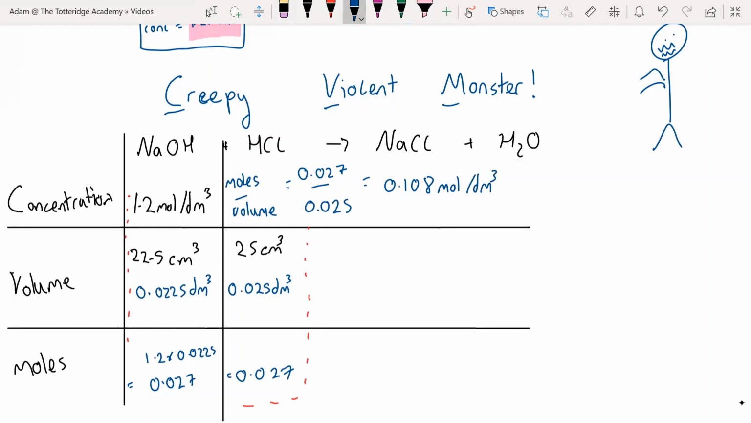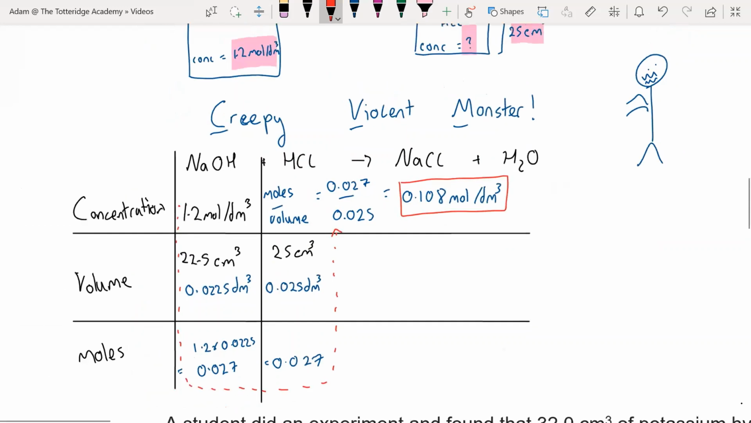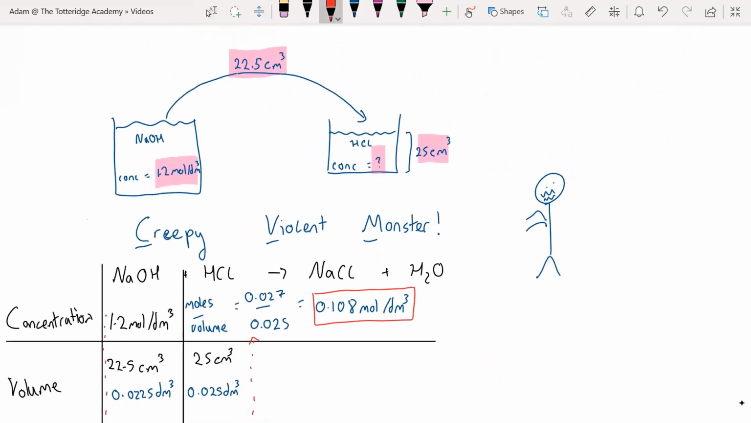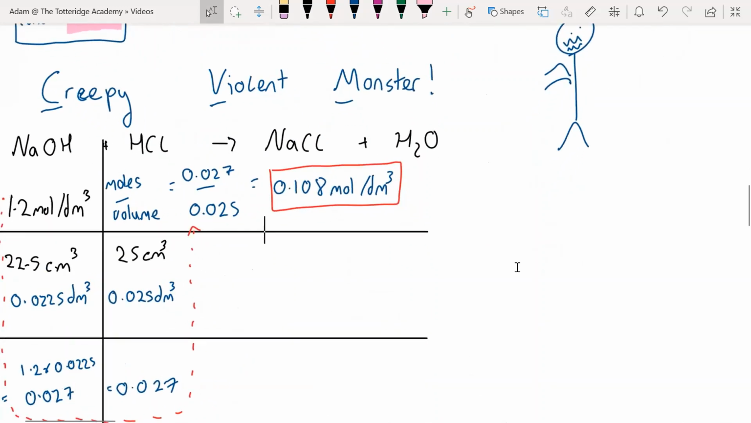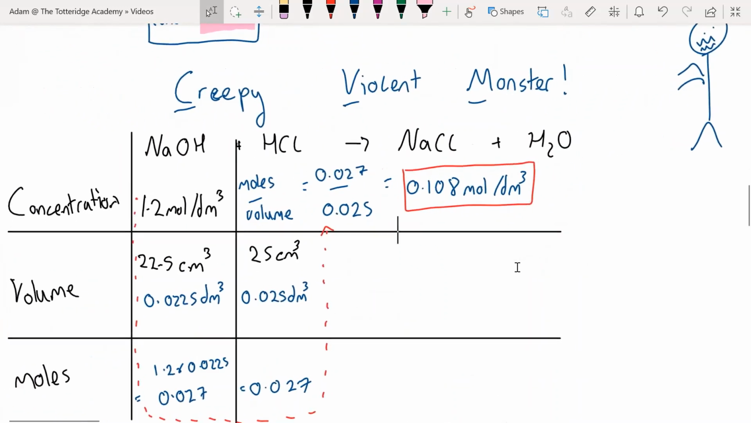So I've now worked out the concentration of my unknown solution by going around the houses, starting here, going all the way up, finishing over there, getting that as my final answer, which means it's always good to go back. If I wanted to know the concentration of this HCl, so Mr. Morris said to me, Mr. Boxer, I don't know what the concentration of this HCl is. I've now worked it out. I can write a label on that bottle and it'll be 0.108 moles per decimeter cubed. More importantly, I've just got about 4 marks in my exam, just by following the creepy, violent monster method.